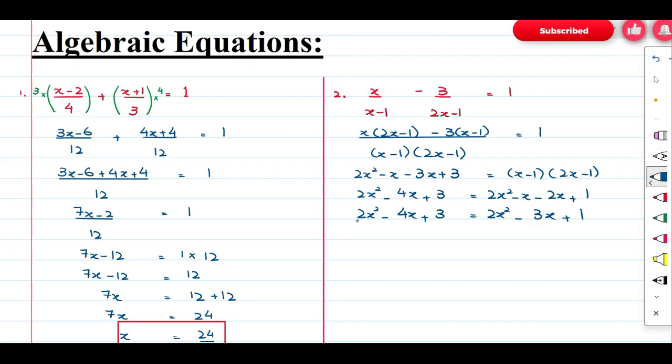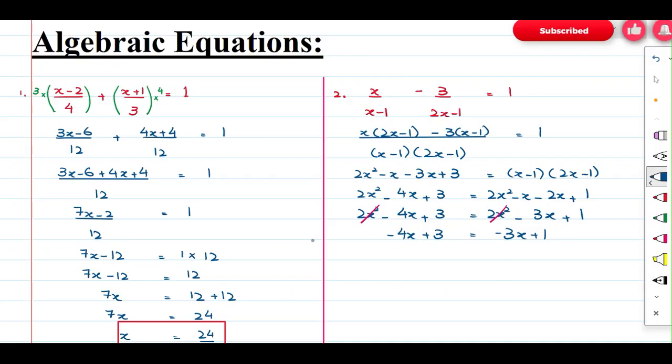Before combining, you can see 2x square is the same on both sides. You can easily cancel it out, or when you shift this 2x square to the other side, it becomes minus 2x square, with plus and minus both already cancelled out. Now we can say minus 4x plus 3 is left on my left side, and minus 3x plus 1 is left on my right side.